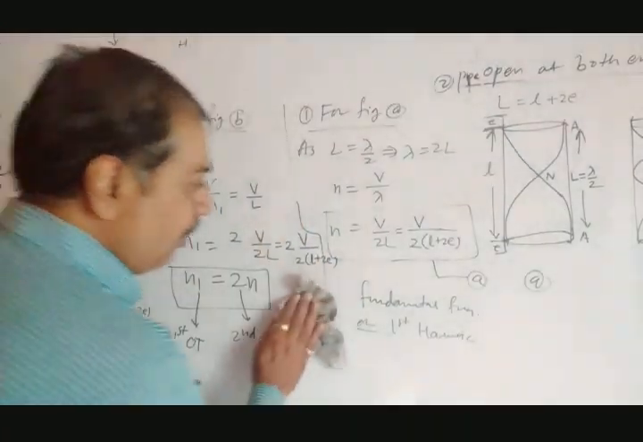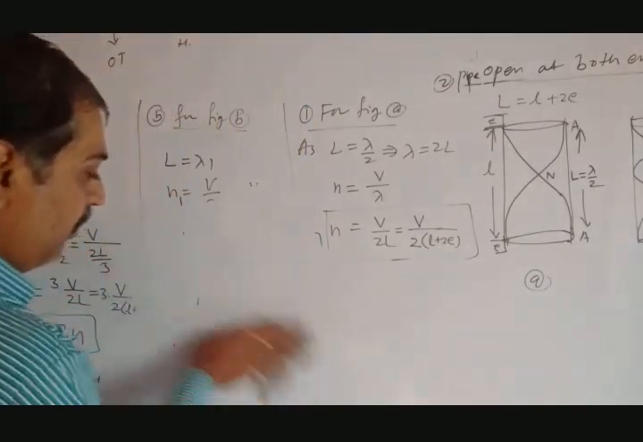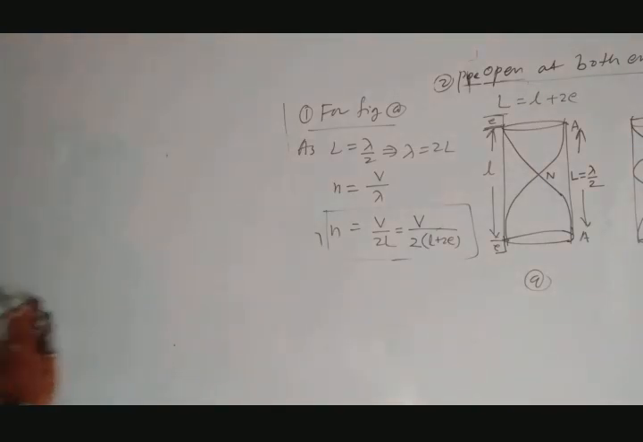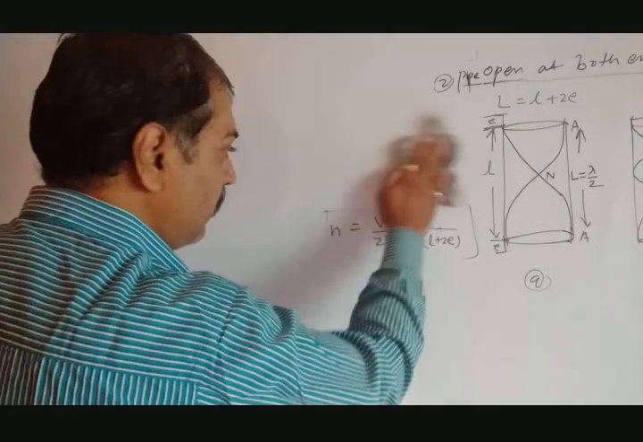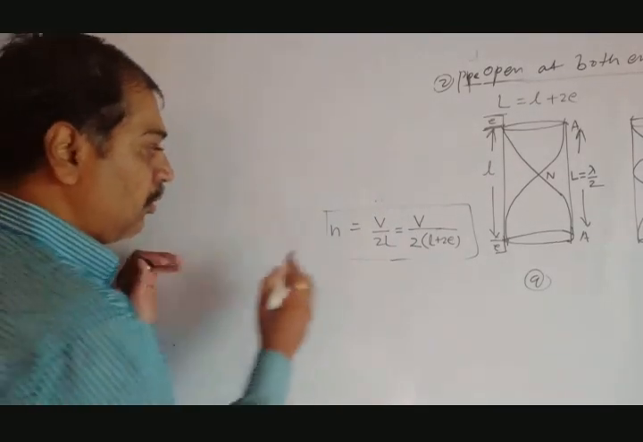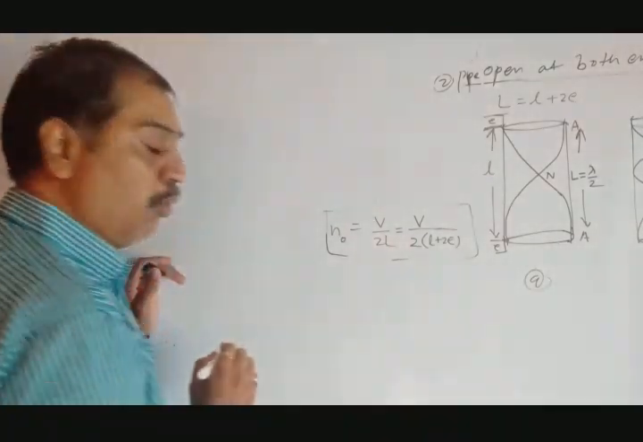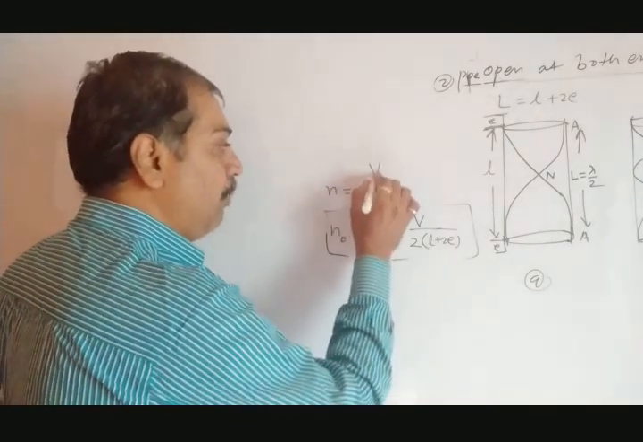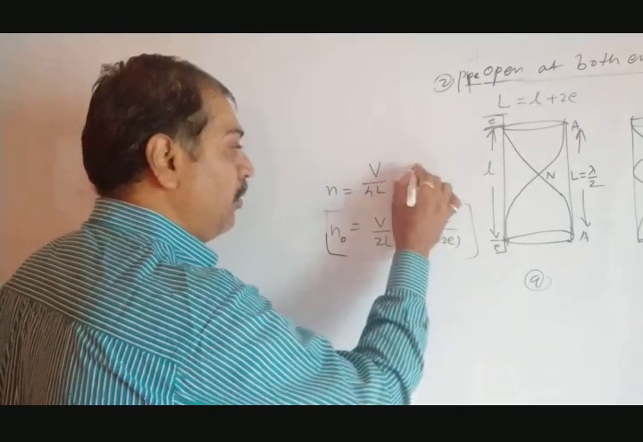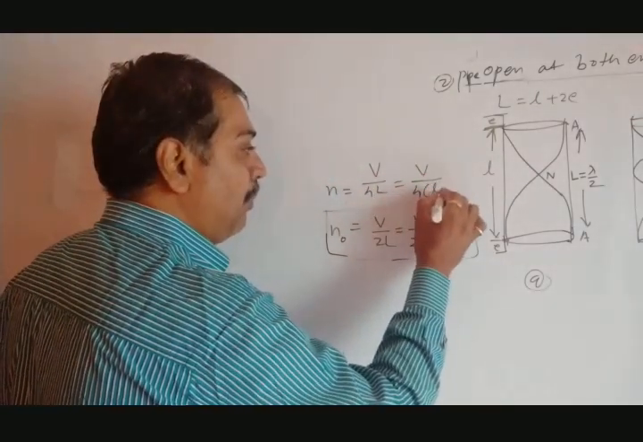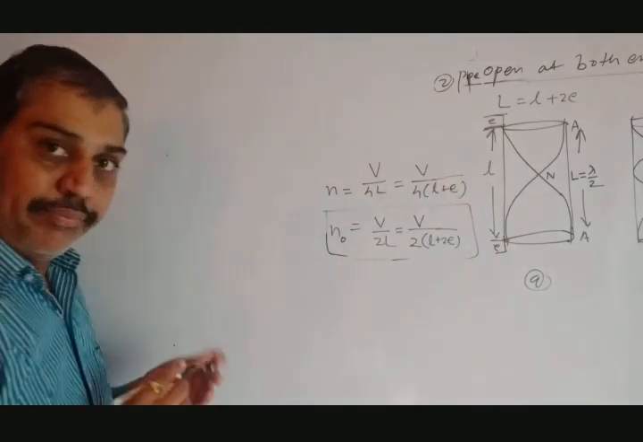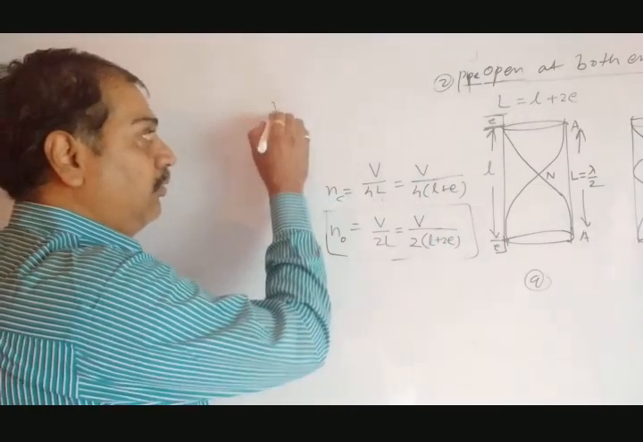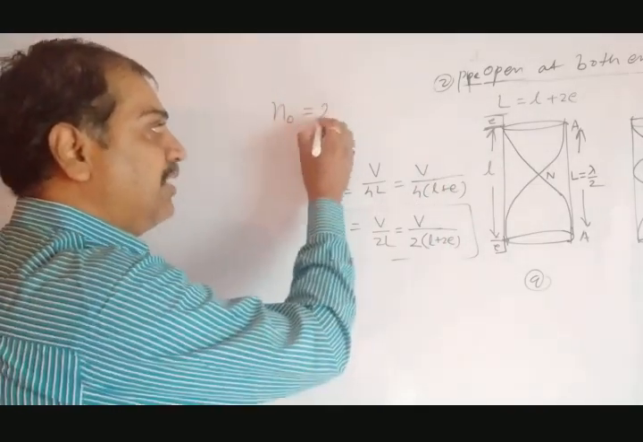Fundamental frequency they have just compared. This is the equation for the fundamental frequency of an air column for a pipe open at both ends. So this is frequency N0, open at both ends. Initially, if you remember, we derived the equation n equal to V by 4L, equal to V divided by 4(L plus E), if you remember. This is for the closed pipe, NC. So N0 equal to twice NC.